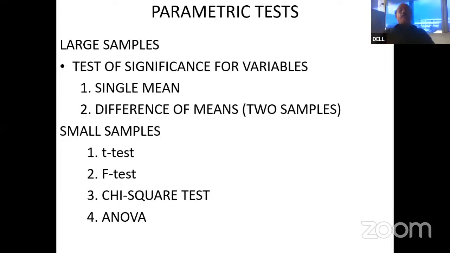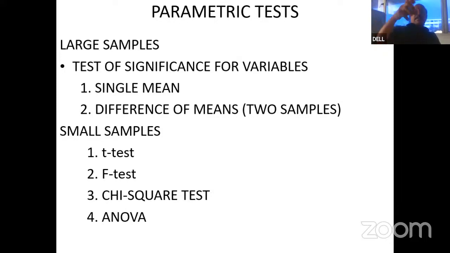Now we have to see the testing of hypothesis based on the parametric test. In parametric tests, we can observe large sample related parametric tests and small sample related parametric tests. So what is meant by large sample? Large sample in the sense sample size more than 30. A test for such a sample is called the large sample test.